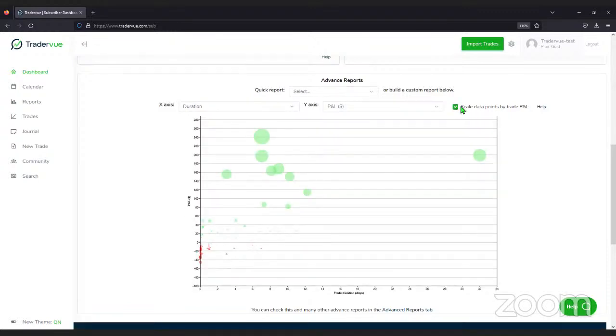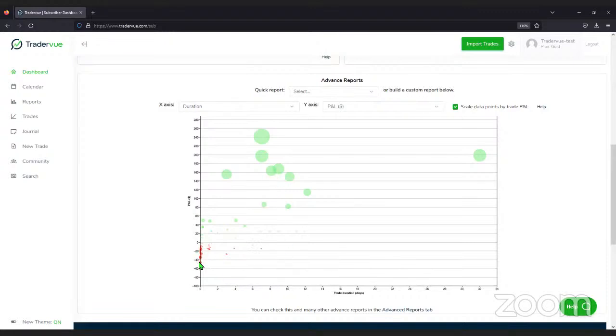Let me see if I can, I think that's better. So here we have trade durations, but we also have P&L. This is basically telling us in a nutshell that most of the time this trader is holding his winners. As you can see, he's holding winners for 4, 6, 8, 10, even up to, well, there's an outlier here, like 32 days. But this chart basically is telling us the big winners, the big green points, are actually held for longer.